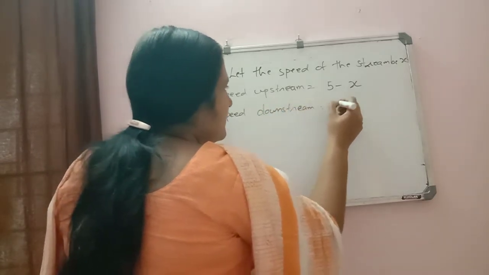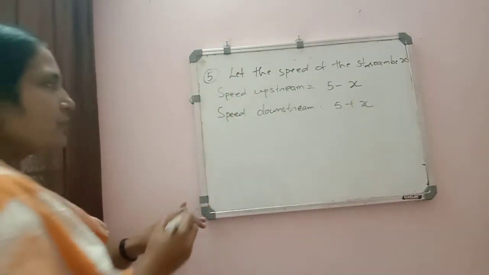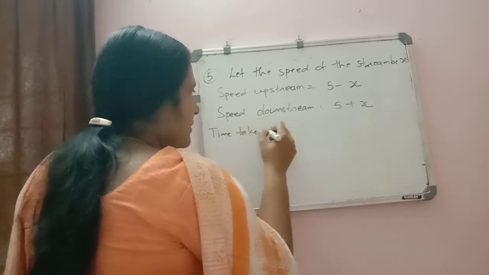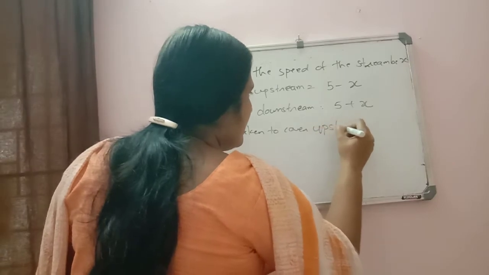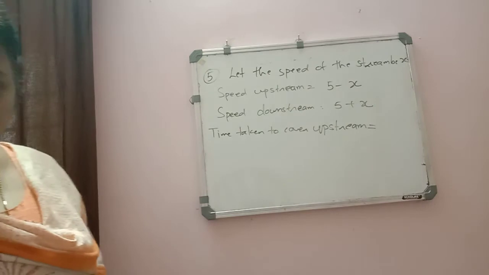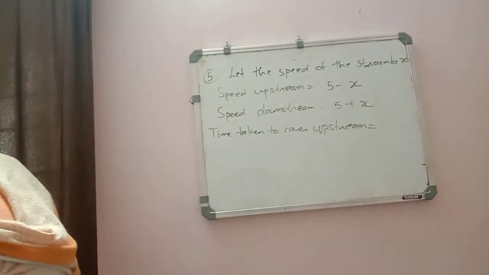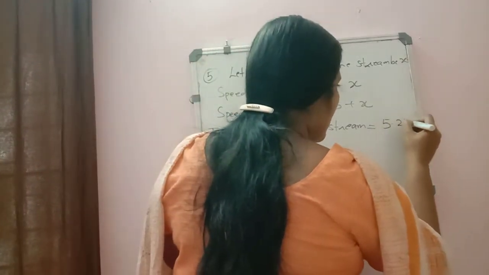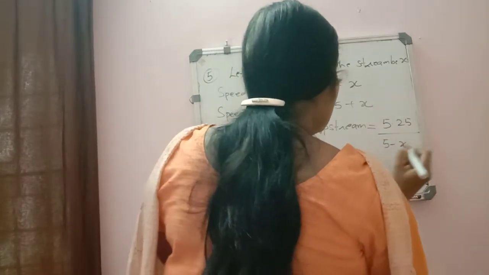Downstream speed will be equal to 5 plus x. Now we will write the time taken to cover upstream. Time taken to cover upstream: it takes her 1 hour more to row the boat 5.25 km upstream. So the distance is 5.25, divided by the speed upstream, which is 5 minus x.